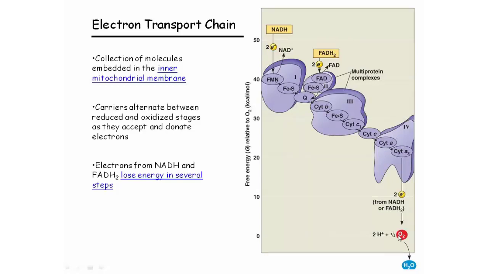Notice that there are lots of redox reactions buried within this. These electrons are going to slowly go from the top to the bottom of this diagram, and that's going to mean that little bits of energy are released along the way, small amounts at a time.